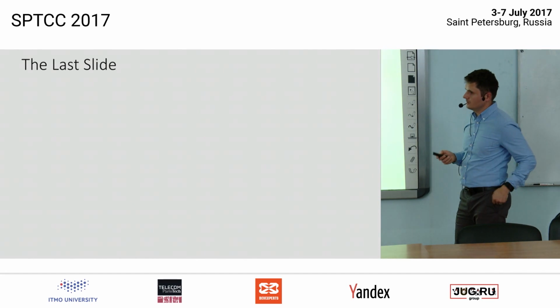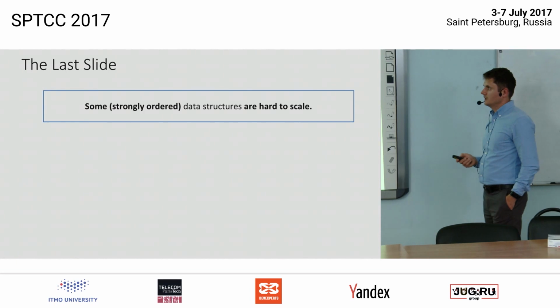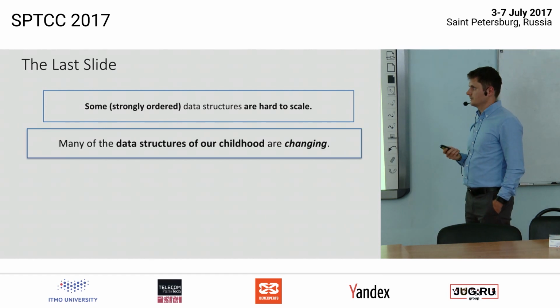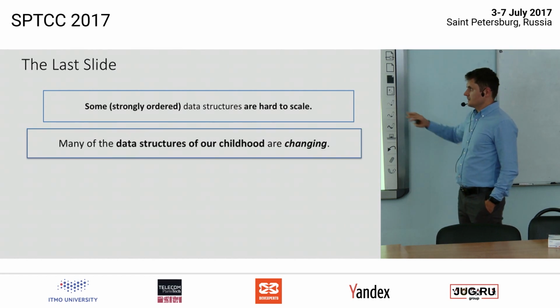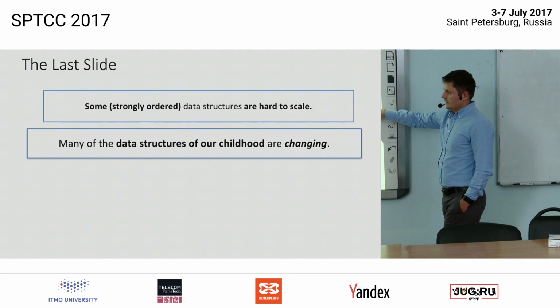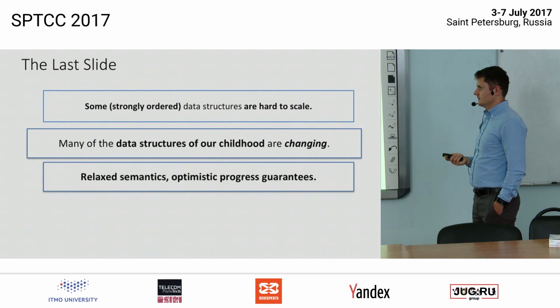All right. So the last slide of my talk, I just want to sum everything we've seen so far. The first idea that I want to leave you with is that there are some data structures which are going to be hard to scale if we think about them sequentially. The second point is that many of the data structures we sort of grew up with, like queues and priority queues, have to change because they're hard to scale. So we're getting sort of funky versions of them, whether relaxed, or with weaker progress semantics or something like that. So basically there's a lot of activity in this area.